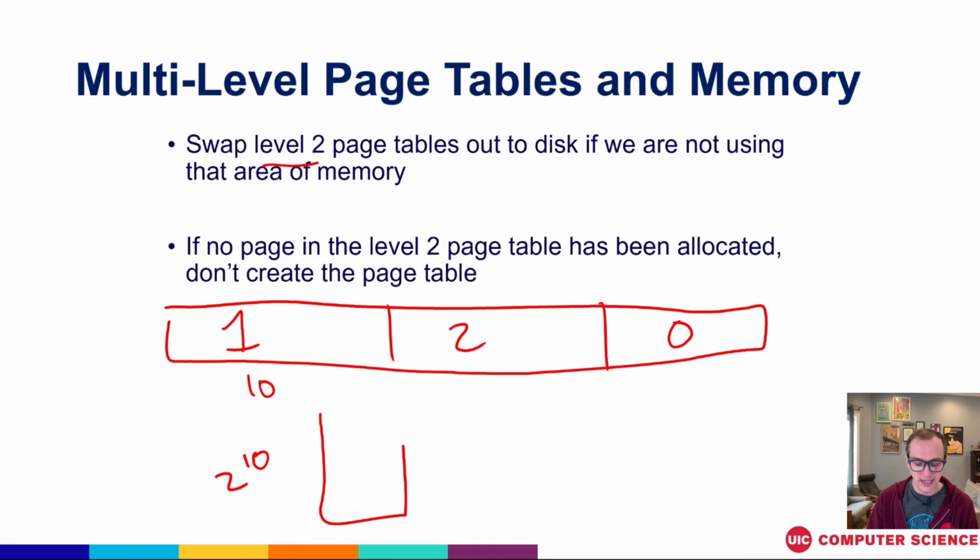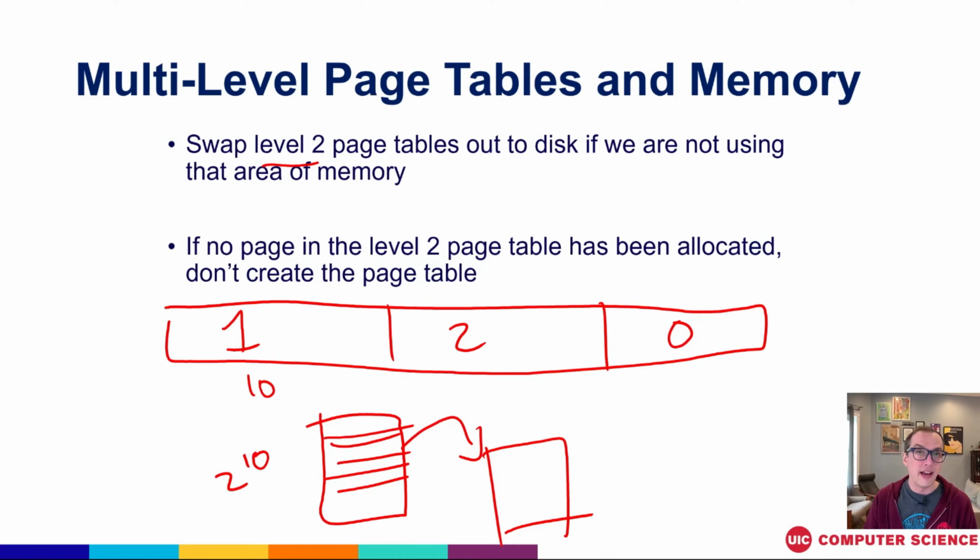We're only going to need 2 to the 10 entries of 64 bits each, and each of those is going to send us to a new page table that then gets allocated. So some of these are going to be allocated, some of these are not. And because the lower levels aren't allocated, we save a whole bunch of memory.